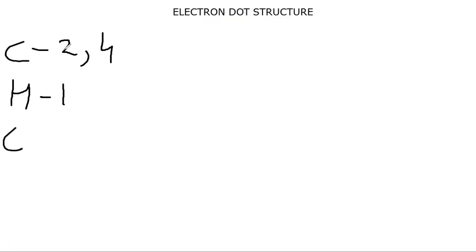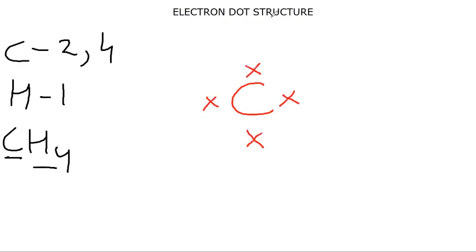Let us begin with the simplest hydrocarbon, that is methane. Methane has one atom of carbon and 4 atoms of hydrogen. So let us take a carbon atom, and these crosses represent the electrons of the carbon. Now let us take hydrogen. Here we have dots representing the electrons of the hydrogen.